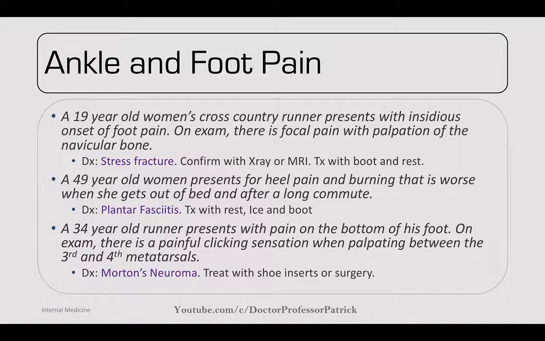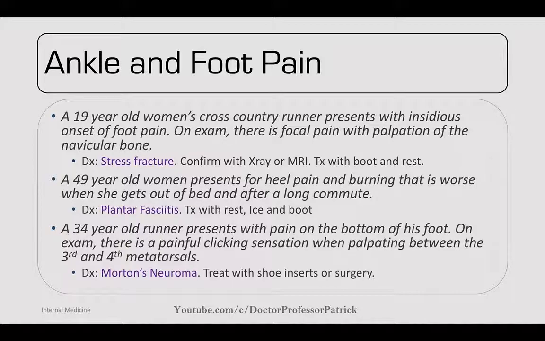Going down to the ankle and foot, we have a case of a 19-year-old woman cross-country runner who presents with insidious onset of foot pain. On exam, there's focal pain with palpation of the navicular bone, and this is a stress fracture. You can confirm with X-ray or likely MRI. You need to treat with boot and rest.